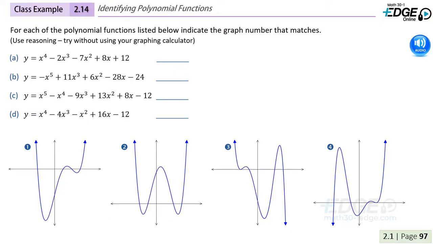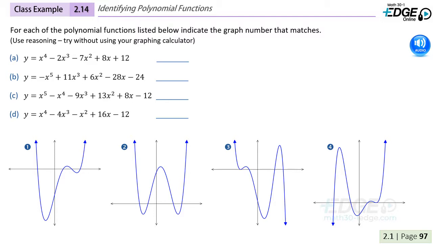Class example 2.14 is a great chance to put your graphing calculator away and work through the question conceptually. Here we're given 4 polynomial functions, a, b, c, and d, and we are given their full equation, but I will say that I can imagine another version of this question in which some of the coefficients were not numeric.